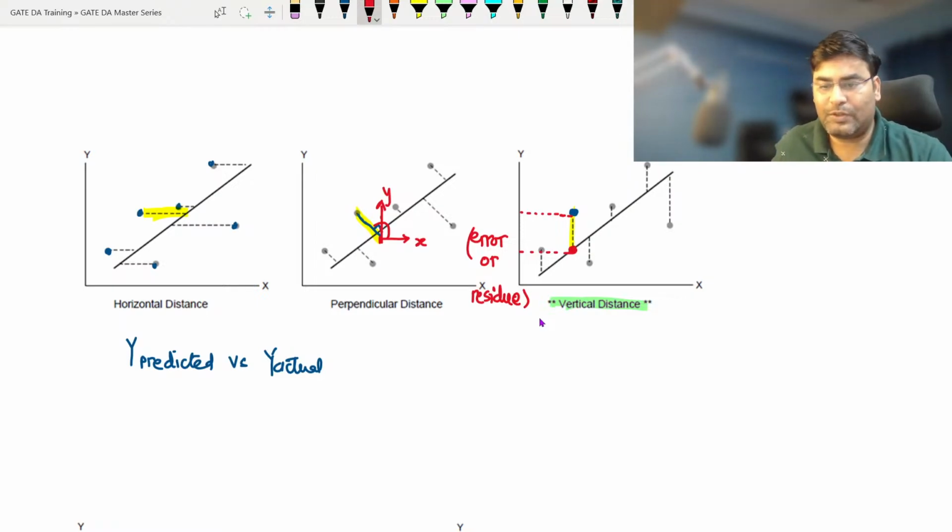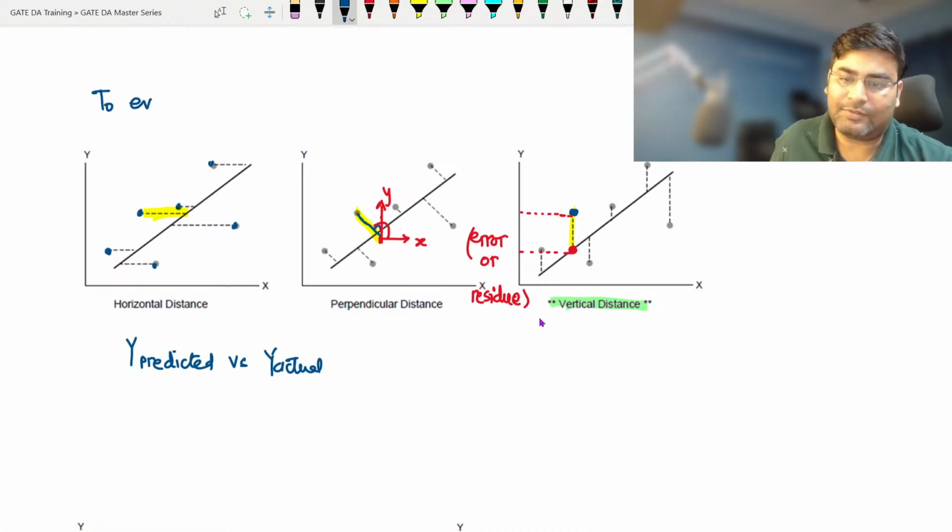So now, just to sum up this discussion, we've gone through horizontal, perpendicular, and vertical, and we understood that horizontal cannot work, even perpendicular will not work, and vertical distance is the way forward. Okay, make sense? This we have understood to evaluate the error itself. To evaluate the error, you can find error in different ways. Error or residues.